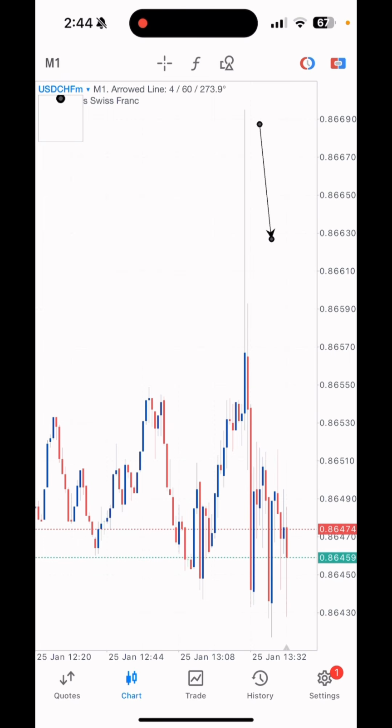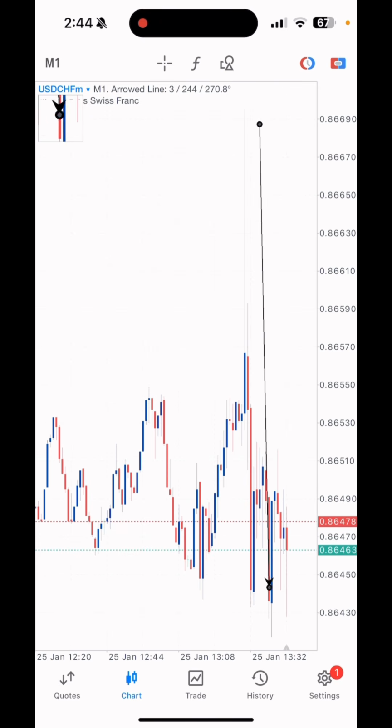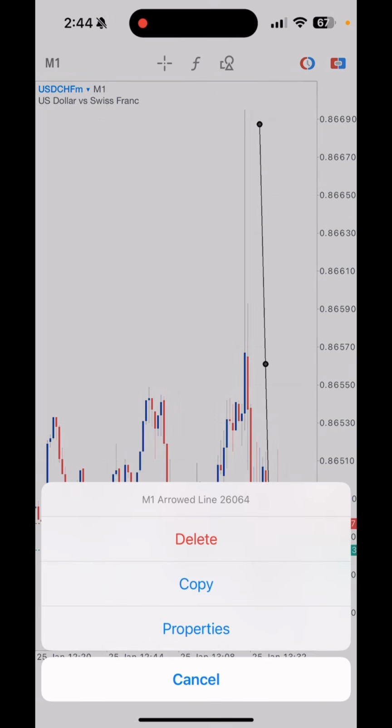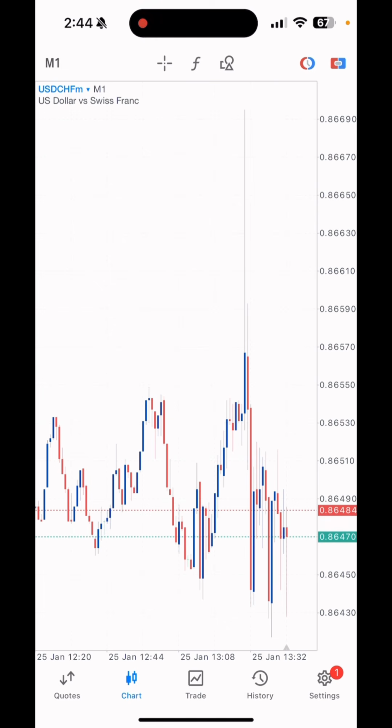This was when the news dropped, down to this place. This is over 25 pips. So you see, this is how I trade.